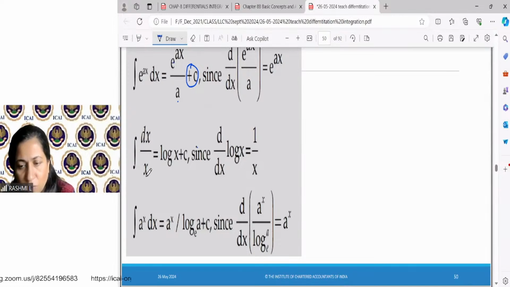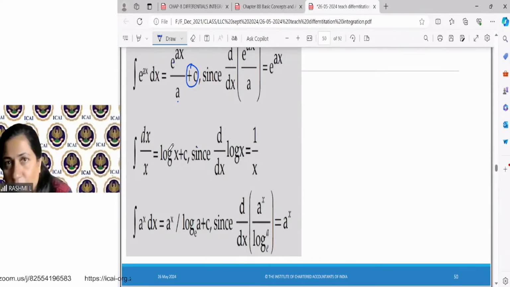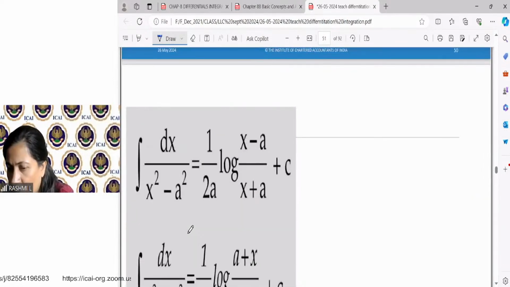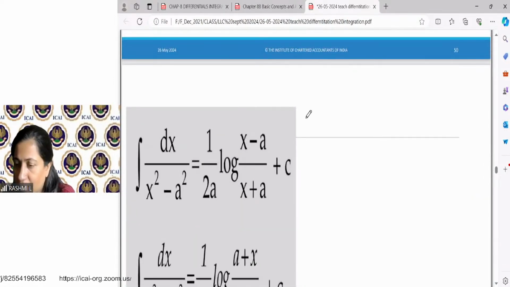Then d by dx of log x is 1 upon x, because I know the derivative of log x is 1 upon x. So integral of 1 upon x is log x. Then integral of a raised to x dx is equal to a raised to x upon log a plus c. So here you will get the answer like this, as we do the sums. And these are important for theory also.